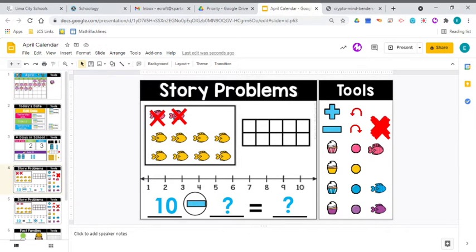Remember when we do our number bonds, we have whole and then we have a part and another part. So we have part, part, whole. So we start with the whole thing. So we start with 10 because there were 10 there all together. 1, 2, 3, 4, 5, 6, 7, 8, 9, 10.